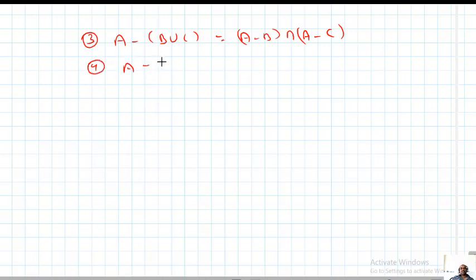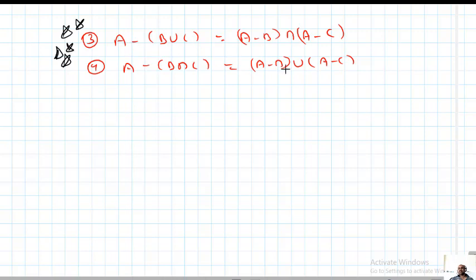So third, De Morgan's law, that is A minus of B union C equal to A minus B intersection A minus C. Union becomes intersection. Fourth one is A minus of B intersection C. Intersection becomes union: A minus B union A minus C. In this way you can remember. So these two are also De Morgan's laws. These two are also important. You people can prove, that is not a big problem.